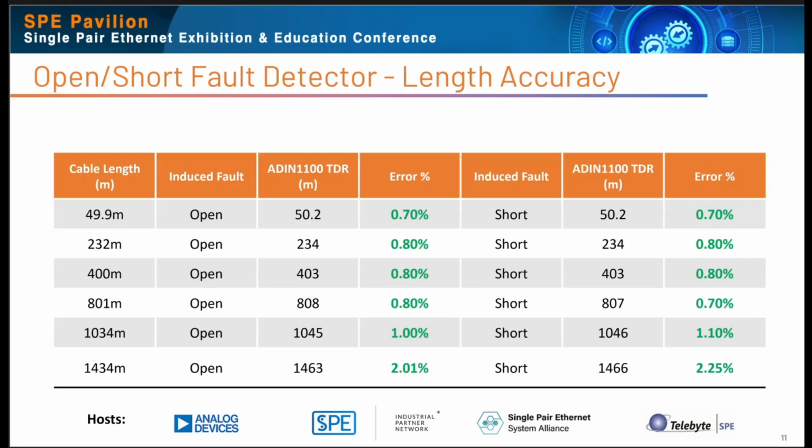So then some real data about the accuracy of our system. We've basically got a column of opens on the left-hand side and shorts on the right-hand side. You can see the different cable lengths that we've tested this with. And you can see then the delta between the actual cable length and what our device measures. You can see that, in most cases, it's actually 1% or so. For the longer cable of 1,400 meters, it's 2%. So still pretty good.